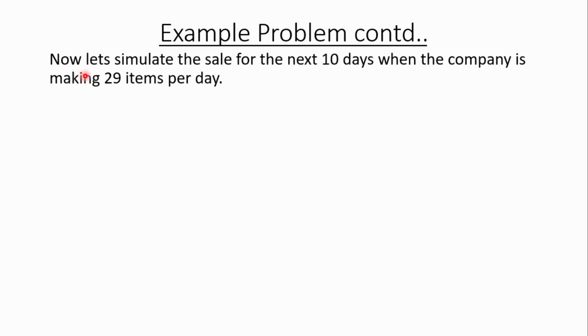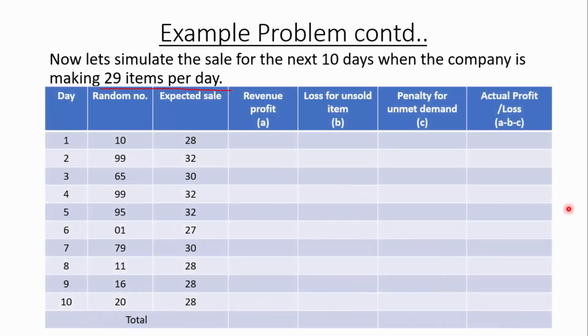Now let us simulate the sale for the next 10 days when the company is making 29 items per day. So we need to remember here that the company is making 29 items per day. So let us move ahead. We will make a similar table here where this is day from 1 to 10. These are the random numbers which are mentioned in the problem. This is the expected sale which we have calculated from the previous tables.